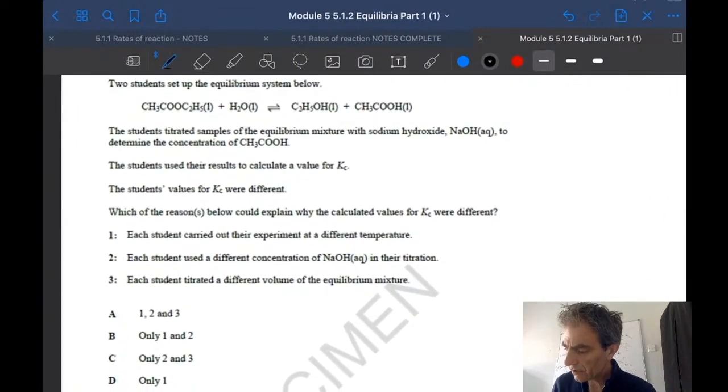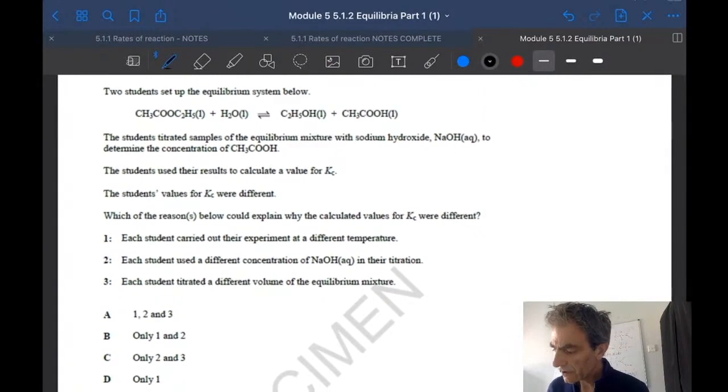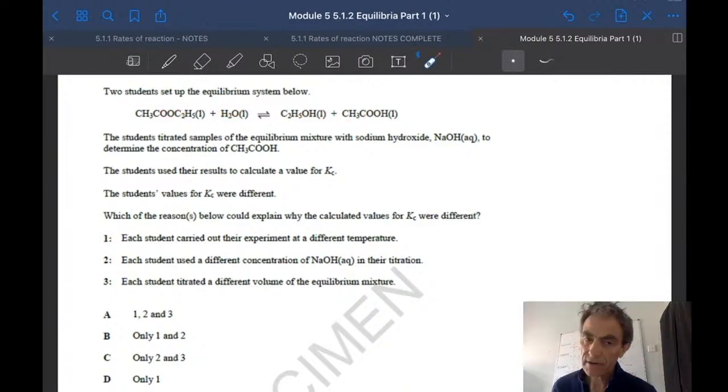Two students set up the equilibrium system below. So this is an esterification reaction, which you've probably covered at GCSE. No, it's not actually. It's the hydrolysis of an ester. So this ester here is reacting with water, and you produce an alcohol and a carboxylic acid. It's the reverse of esterification, is what I should have said at the start. The student titrated samples of the equilibrium mixture with sodium hydroxide to determine the concentration of ethanoic acid, this thing here. The student used their values to calculate a value for Kc.